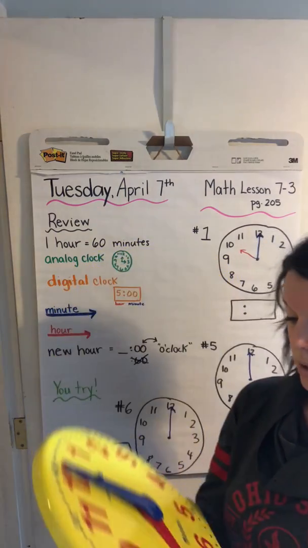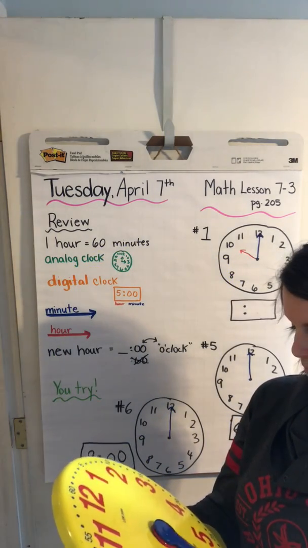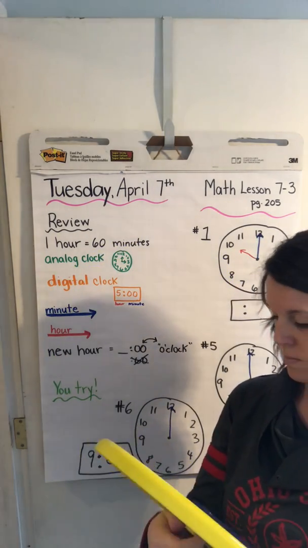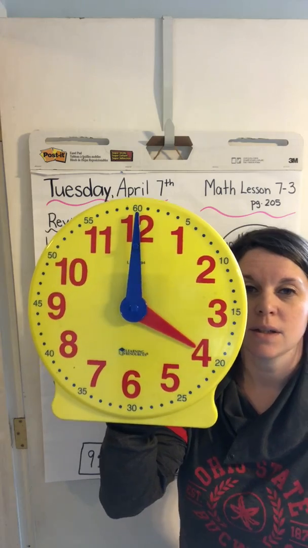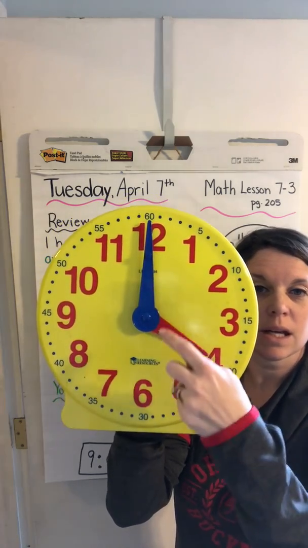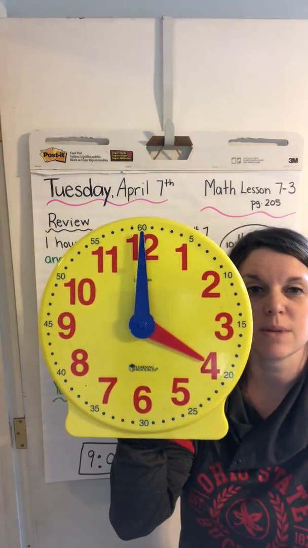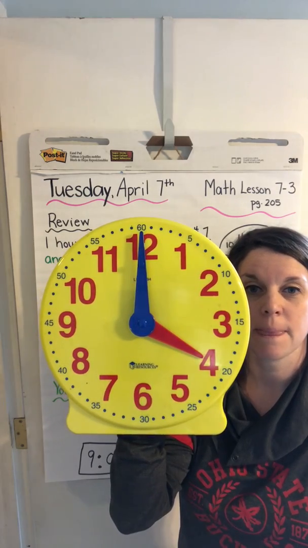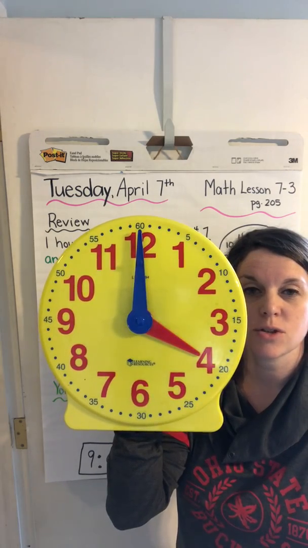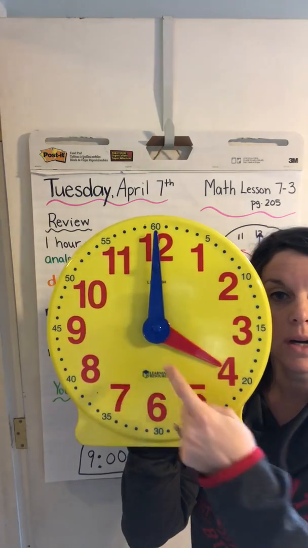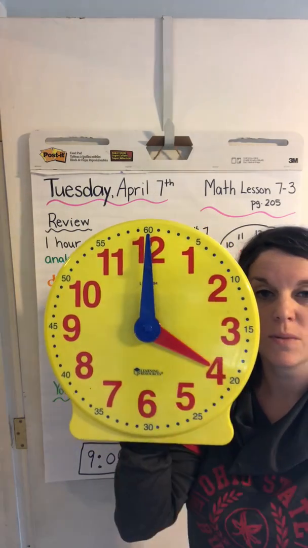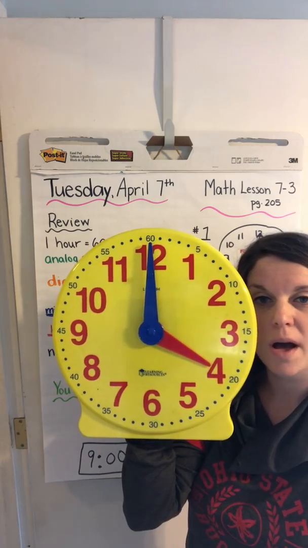Let's try 2 more. What time is here? Check your hour hand and your minute hand. What time do you have? You should have guessed 4 o'clock. The hour hand is at the 4, and the minute hand is up to my 12. So that is 4 o'clock.